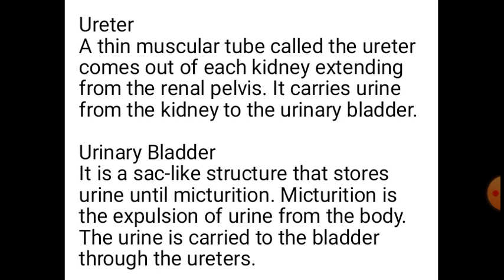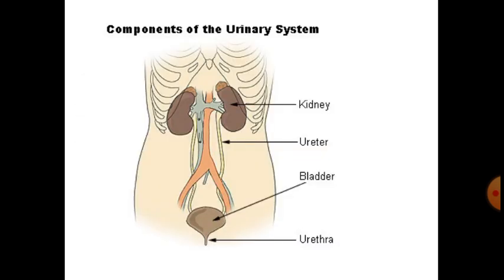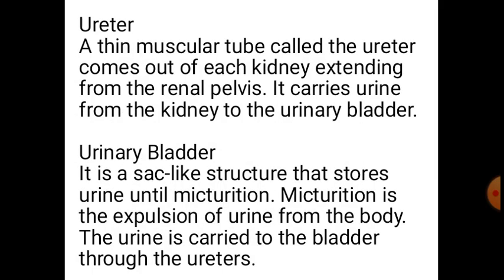The bladder. The bladder is a sac-like structure that stores urine. If you go back to the picture, you can see the bladder down there before the urethra where the urine comes out from. This is the bladder, isn't it? We said it's like a sac that carries urine until micturition. What is micturition? Micturition is the expulsion of urine from the body. That is the removal of urine from the body.